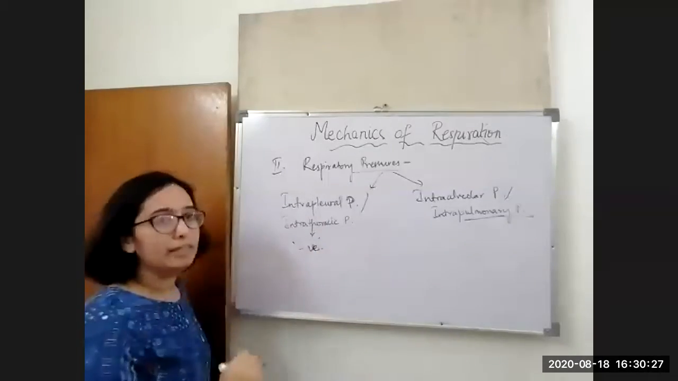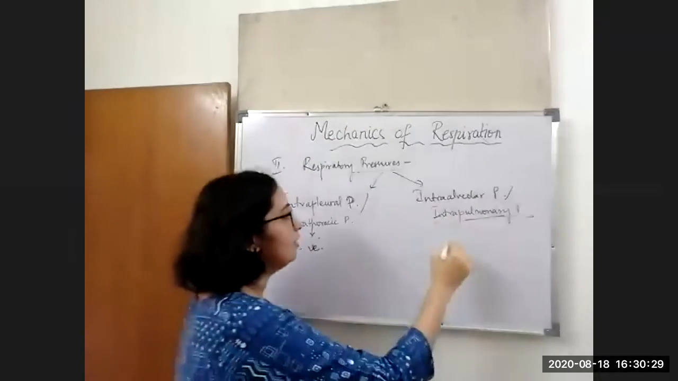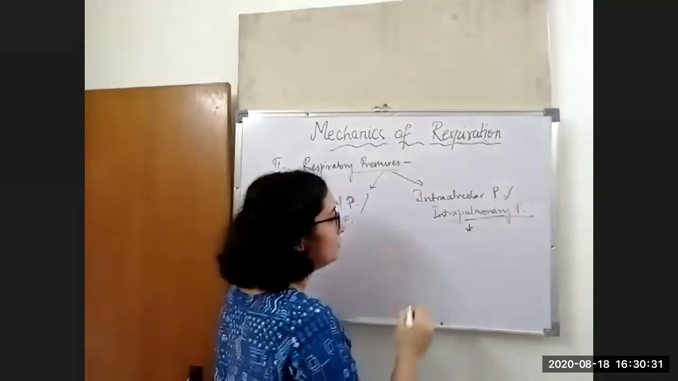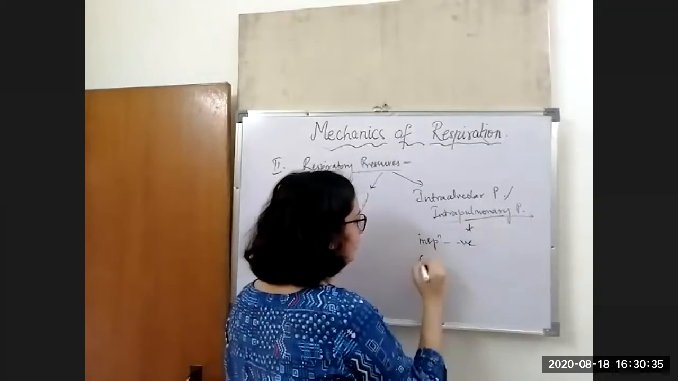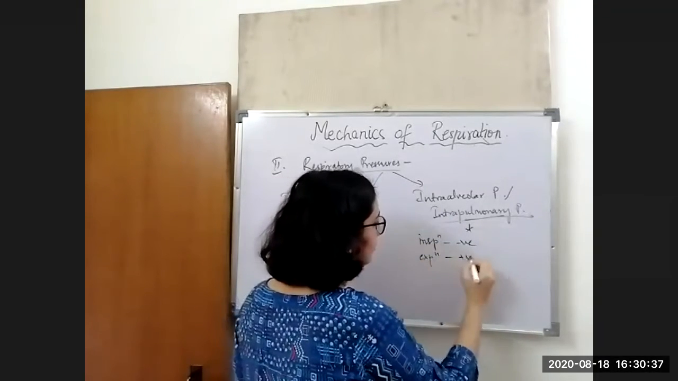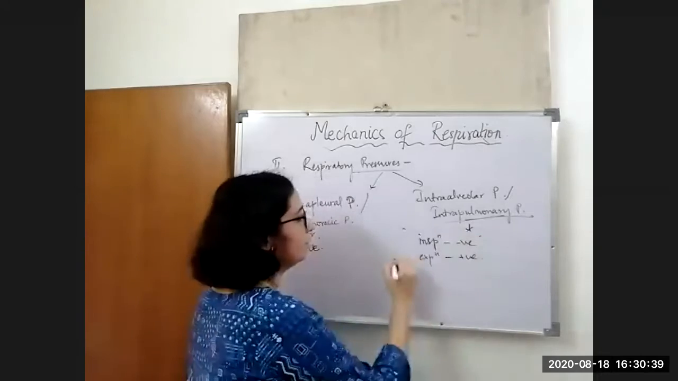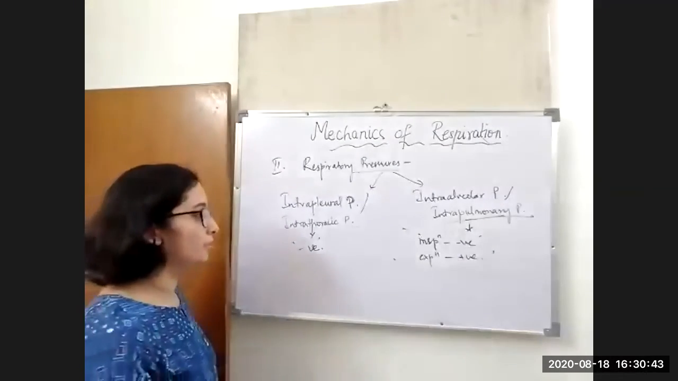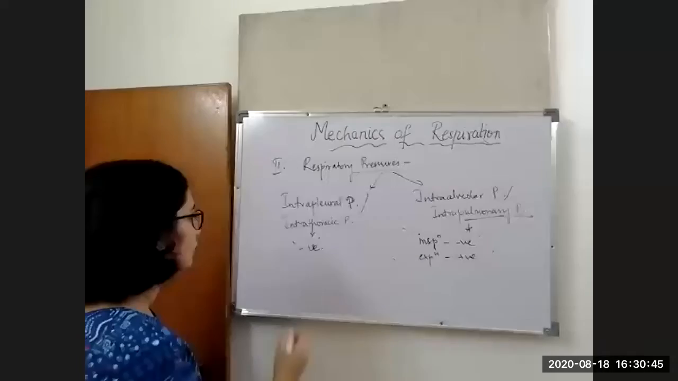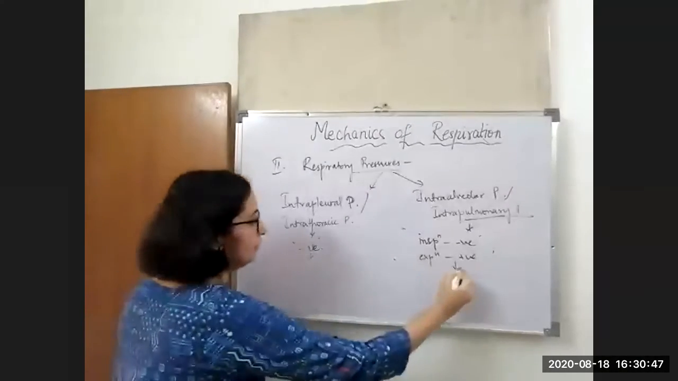Okay. So mainly it is a negative pressure, while the intraalveolar pressure on inspiration is negative, but on expiration it is positive. So on inspiration it is negative, but on expiration it is positive. So we'll see what is the significance of this pressure.